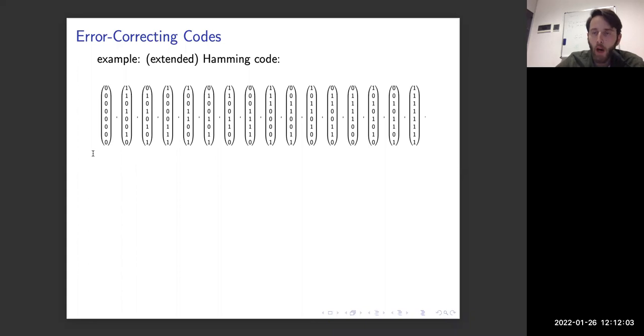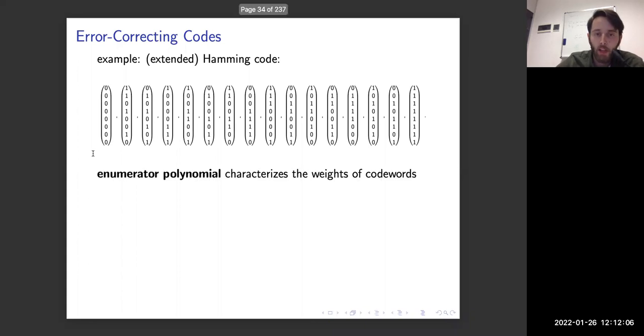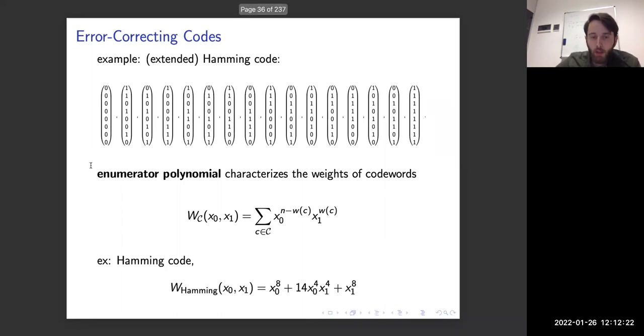And now we're going to introduce a quantity that's useful for characterizing codes. It's called the enumerator polynomial. Its purpose is essentially to characterize the weights of all the code words, okay? So the enumerator polynomial is just some polynomial whose exponents are related to the weight of each code word. It should be easy to understand if you look at a simple example. For the Hamming code, the enumerator polynomial looks like this, because as I just said, there's 1 code word with all zeros, there's 14 code words in the middle that have 4 zeros and 4 ones, and 1 code word is all 1s, okay?